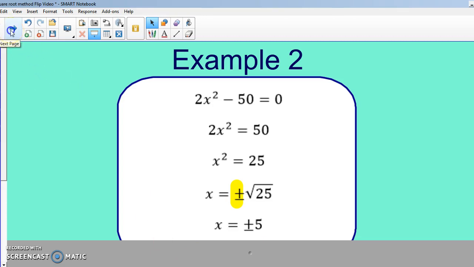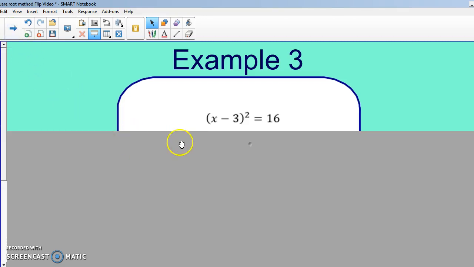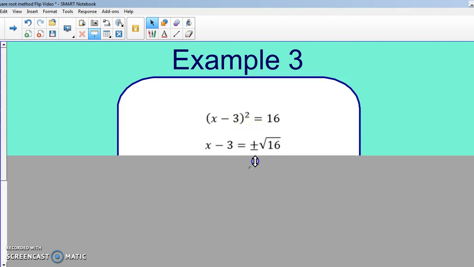Alright, the last example that we're going to look at in this video is this one right here. This one looks a little bit different than the other ones that we've done. Notice here how you have the quantity x minus 3 and then the squared on the outside. Since the squared's on the outside, you can do the same thing. So in order to get rid of the squared, we're going to start by taking the square root of both sides.